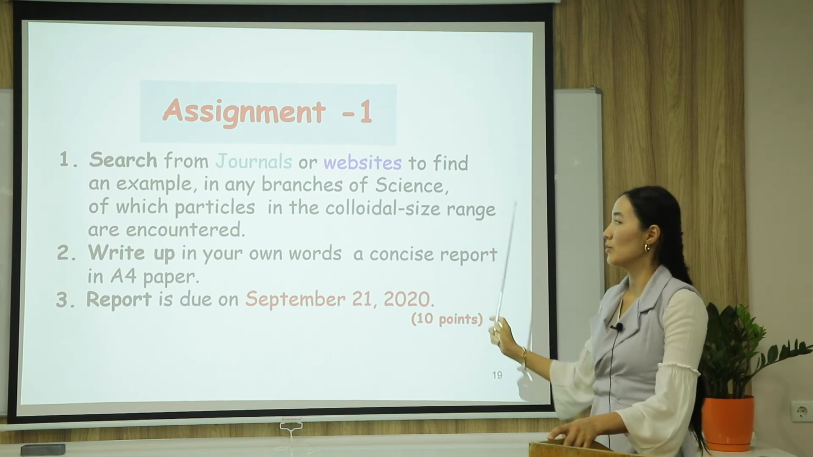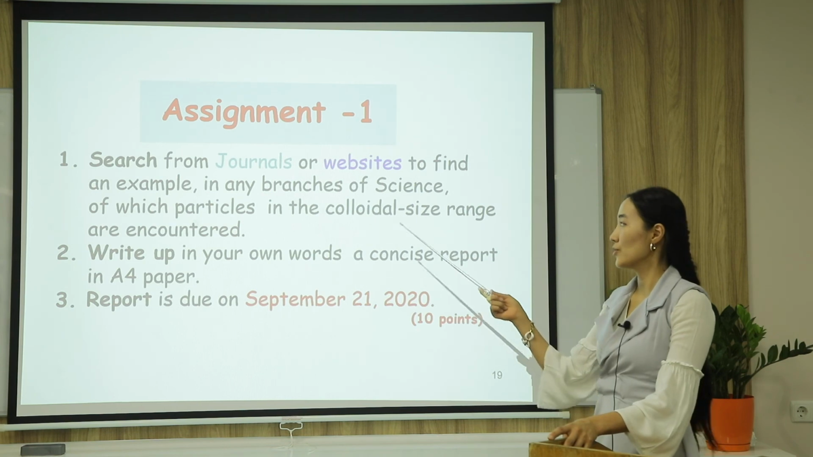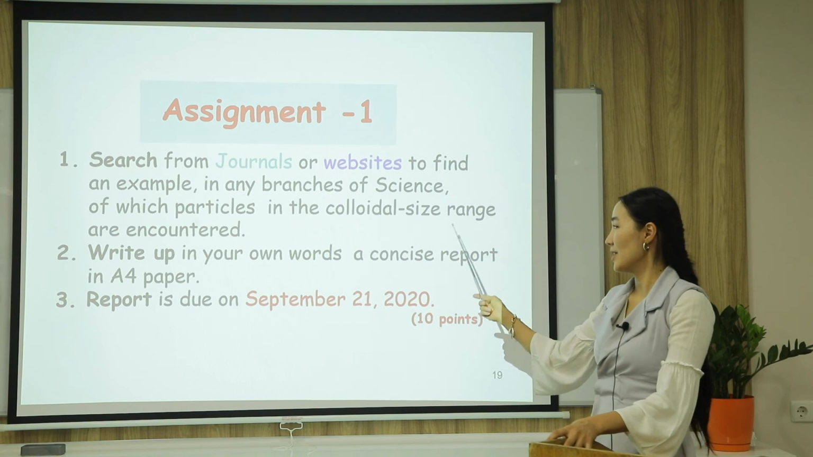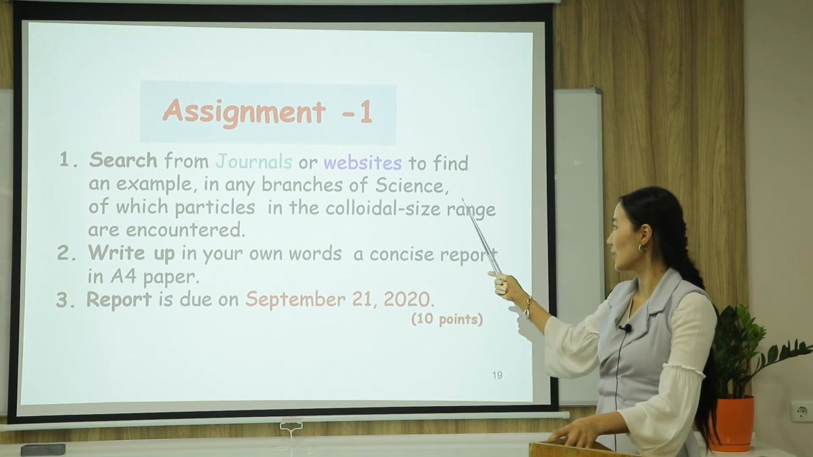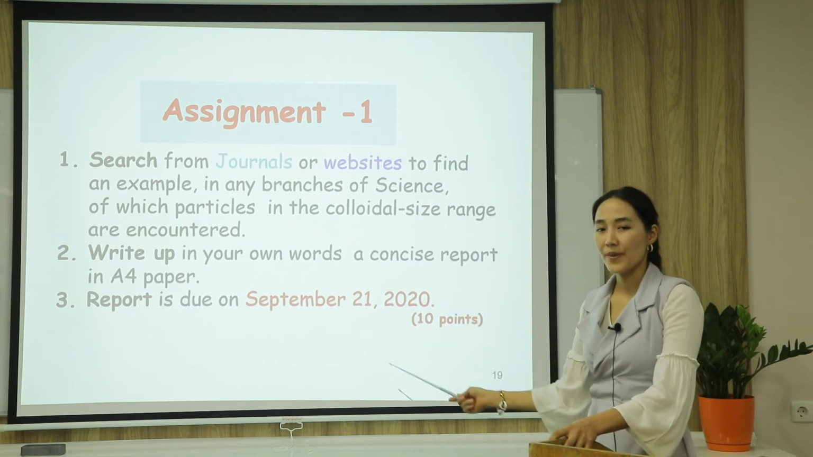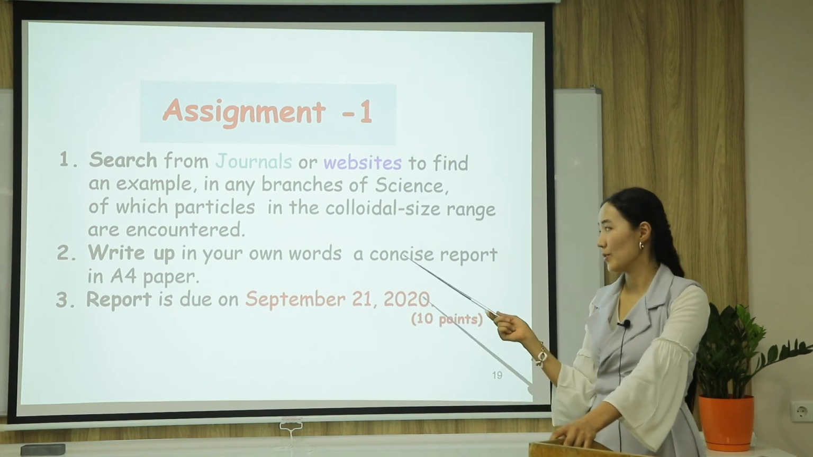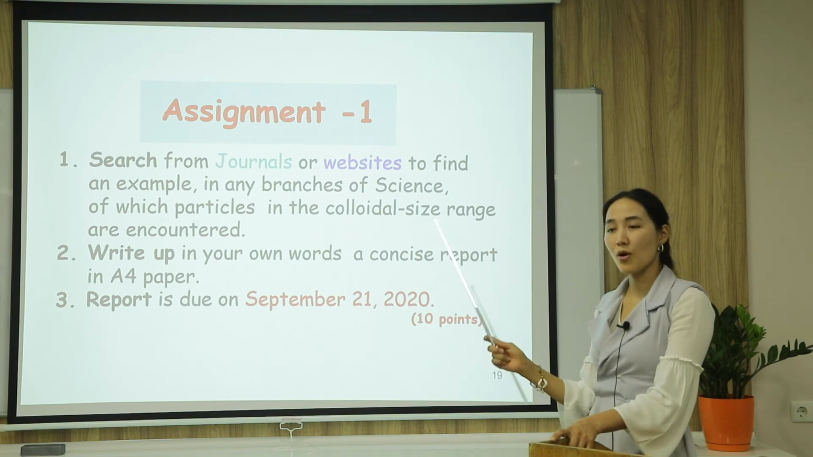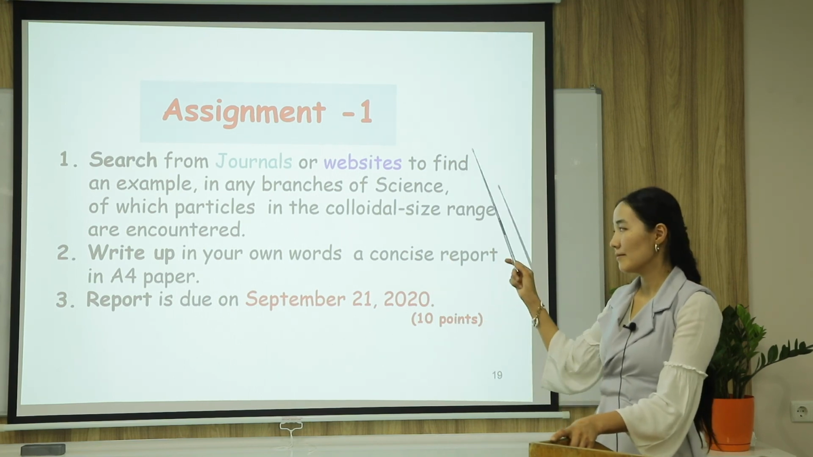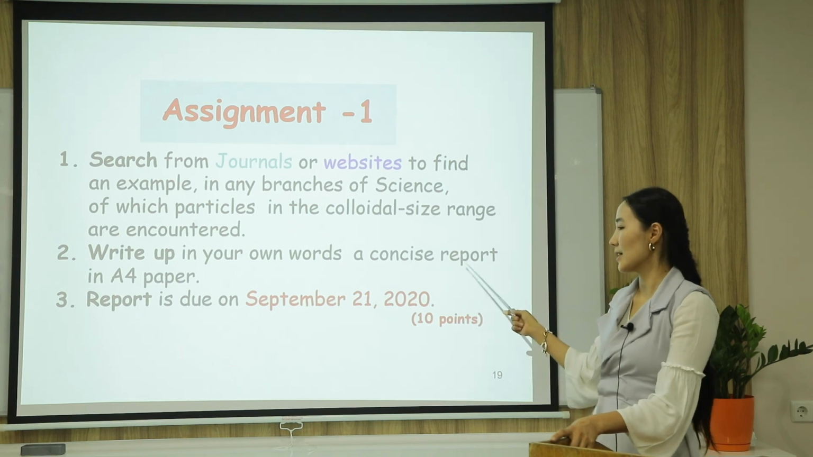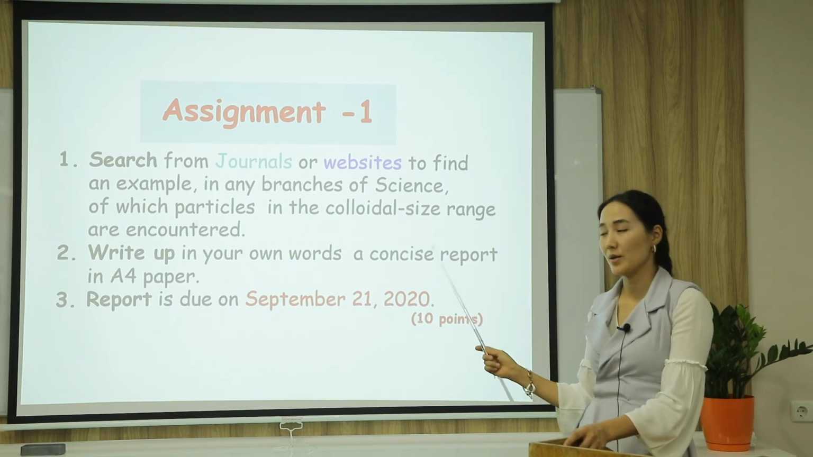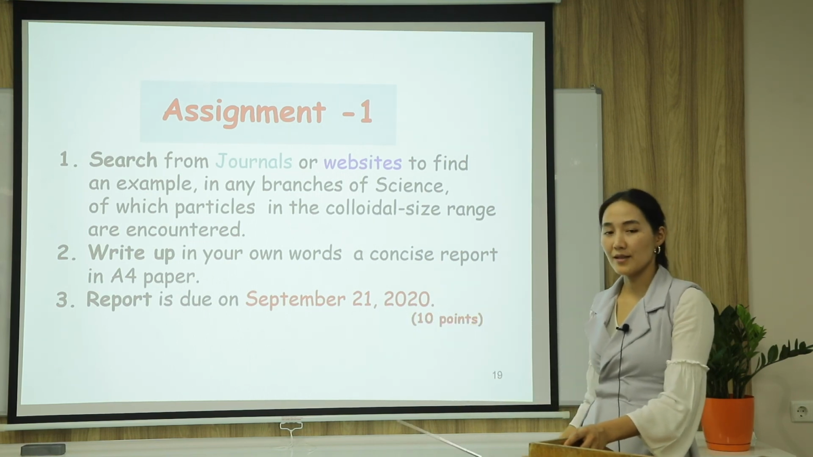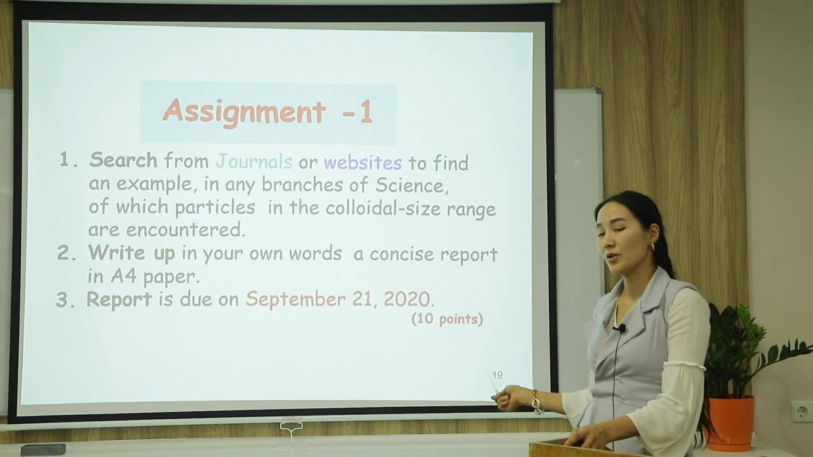Okay, so we are going to the end of our lecture, and now I'm going to give you assignment number 1. First, you have to search journals or websites to find an example in any branch of science in which particles in the colloidal size range are encountered. The second part is a write-up in your own words, not plagiarized as many students do. Just write a concise paper in your own words on A4 paper, at least 1 page. The deadline is September 21st this year. For this assignment, I will give you 10 points.